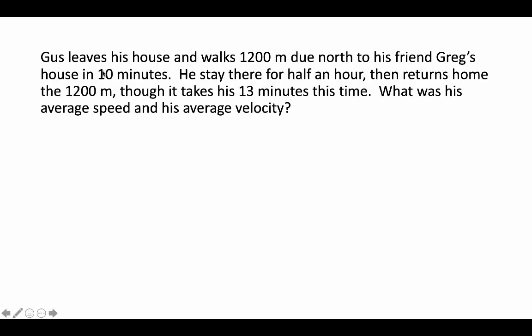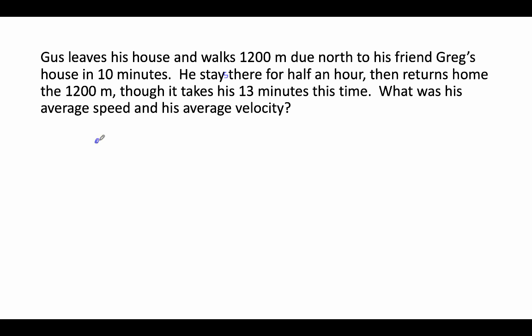Gus leaves his house and walks 1,200 meters due north to his friend Greg's house in 10 minutes. He stays there for half an hour, then returns home the 1,200 meters, though it takes him 13 minutes this time. What was his average speed and his average velocity? Now notice here we have several parts to this trip again.